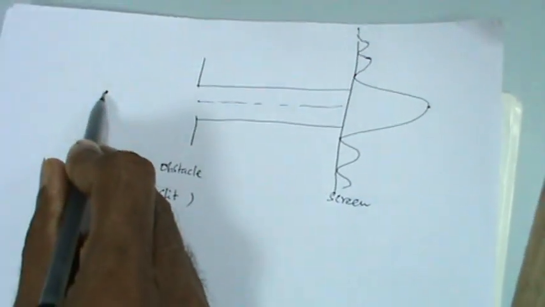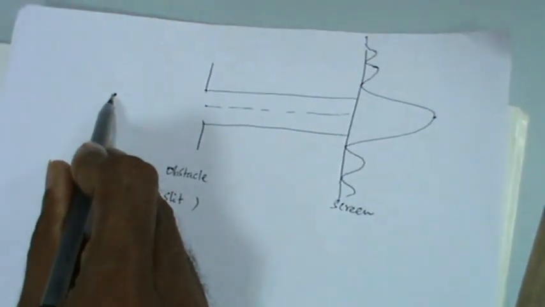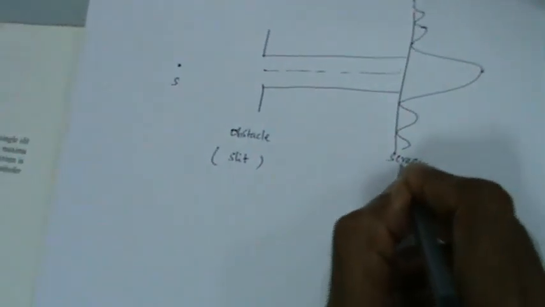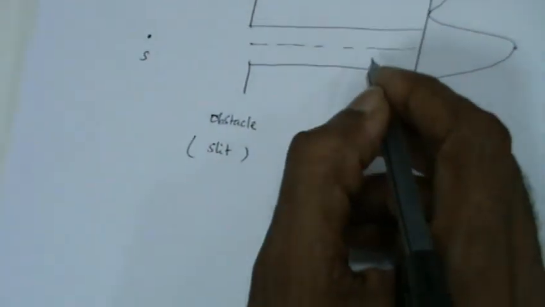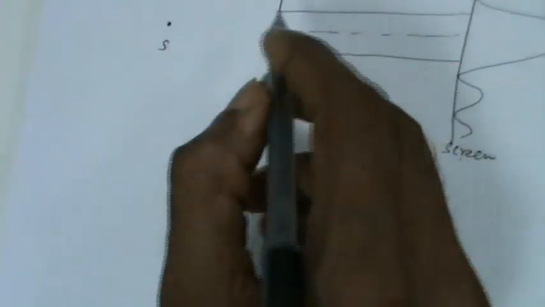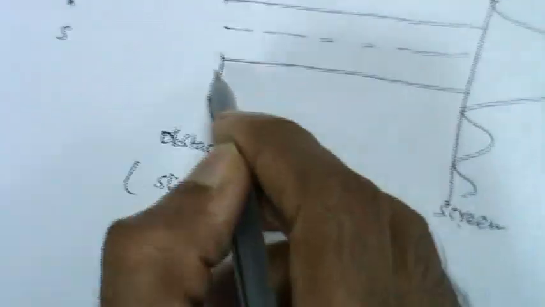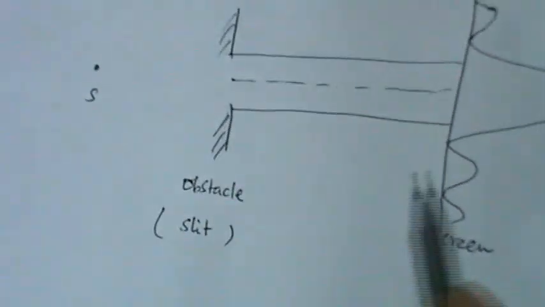You need to have a light source. Normally it is a monochromatic light source which produces single wavelength light, and you need a screen. To observe diffraction pattern on the screen, we need to introduce an obstacle in the path of light. So here the obstacle is like opaque regions.